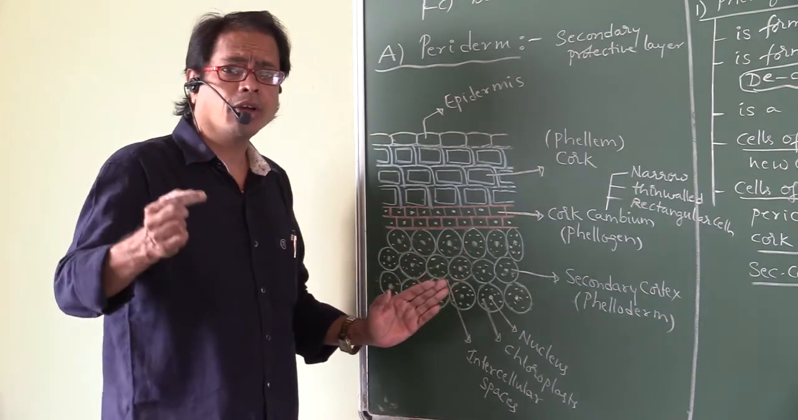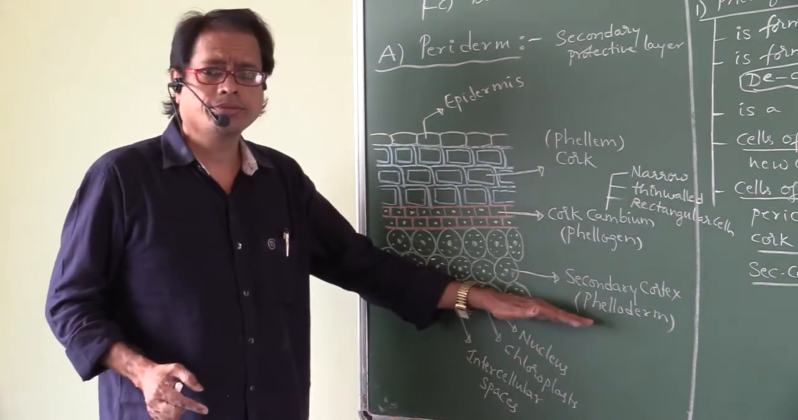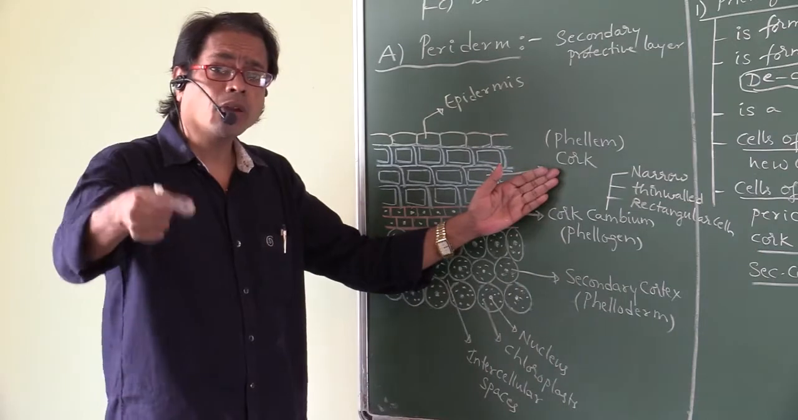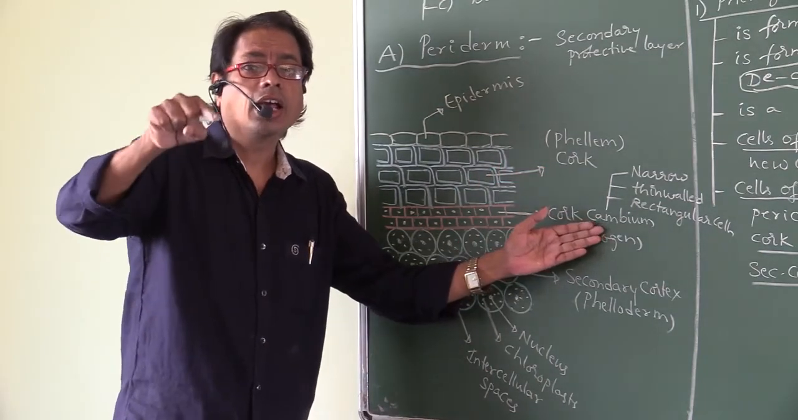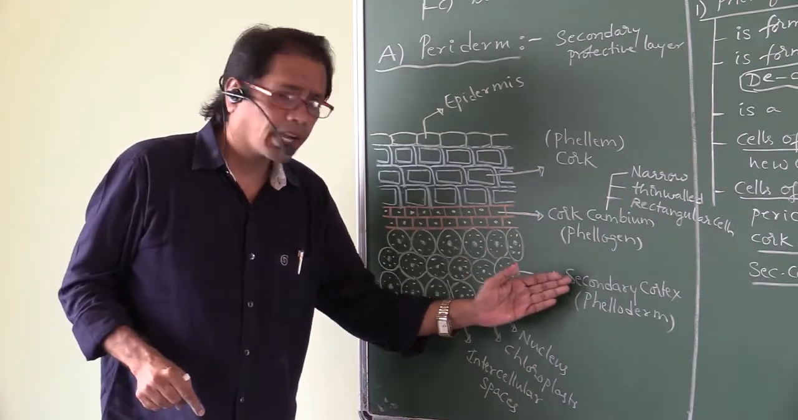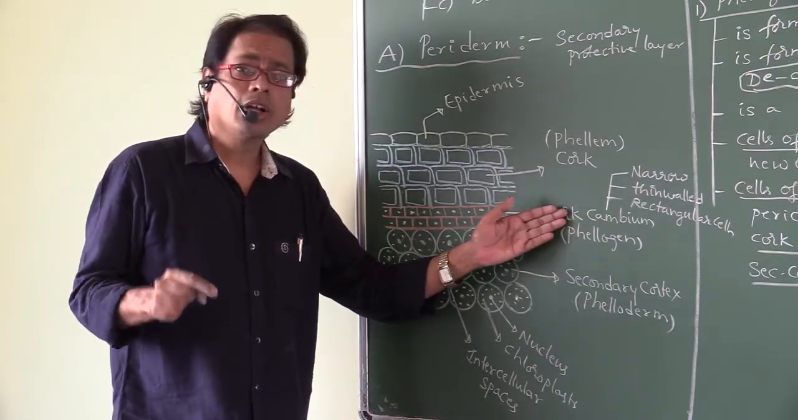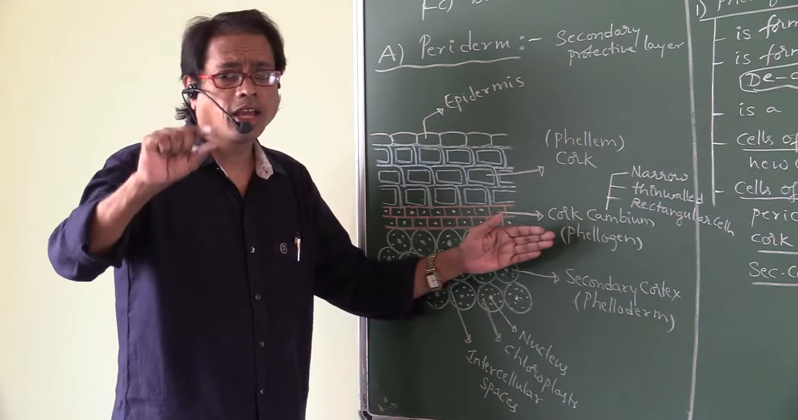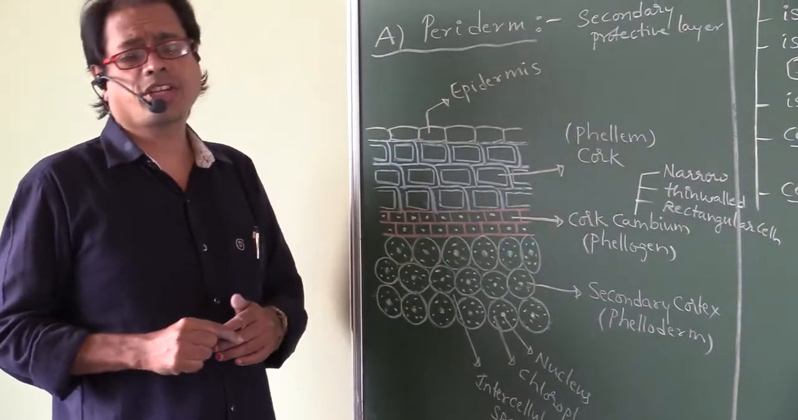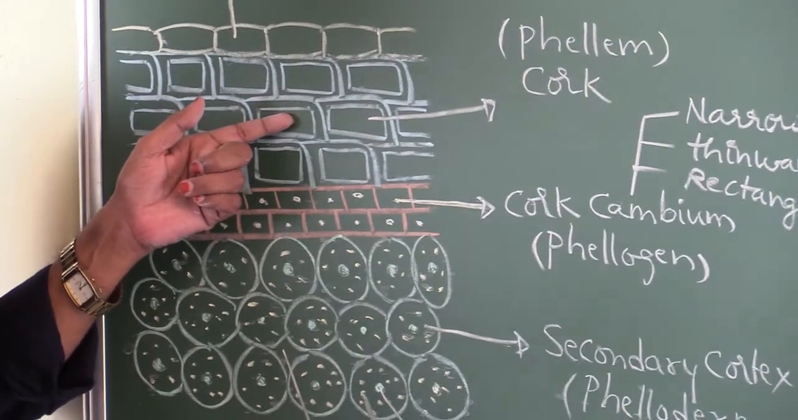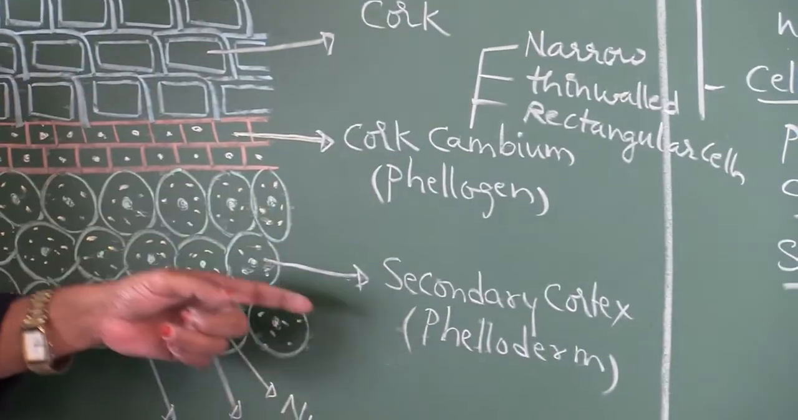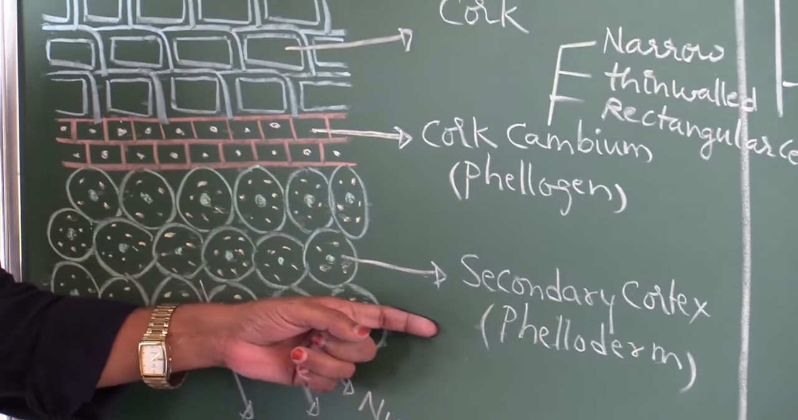Inner layer of periderm is phelloderm. Cork is formed from cork cambium by redifferentiation. Secondary cortex is formed from cork cambium by RD, redifferentiation. Which one is a dead tissue? Cork tissue is a dead tissue, whereas secondary cortex is a living tissue.